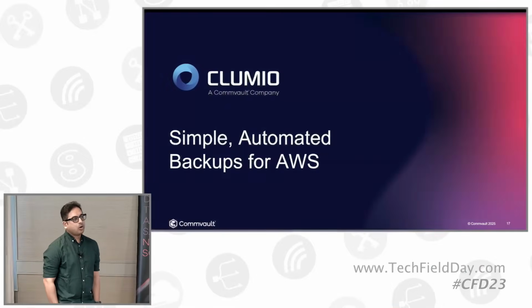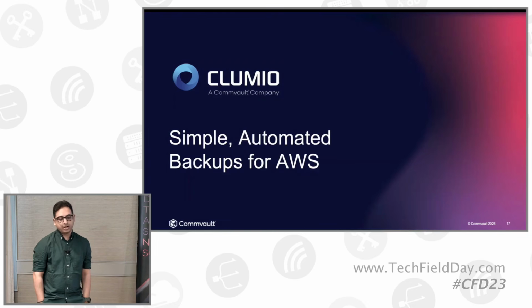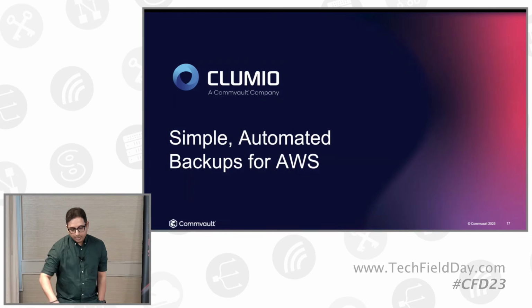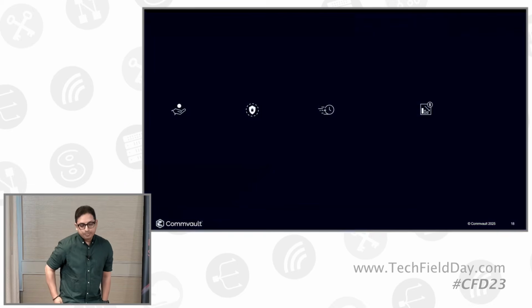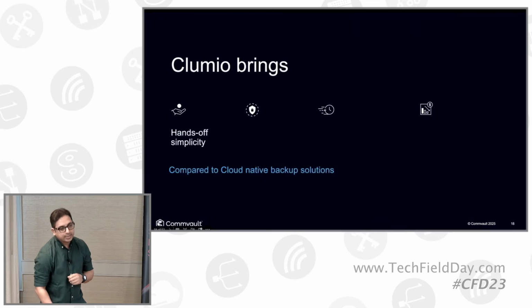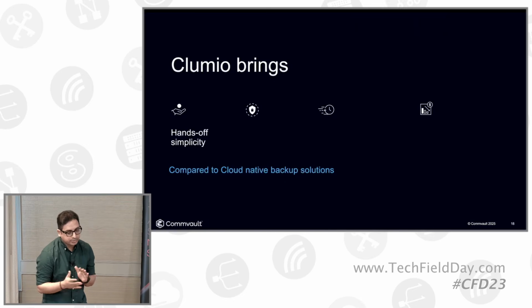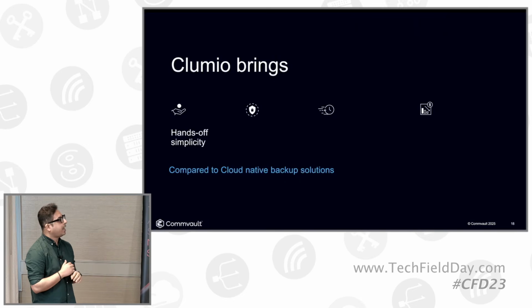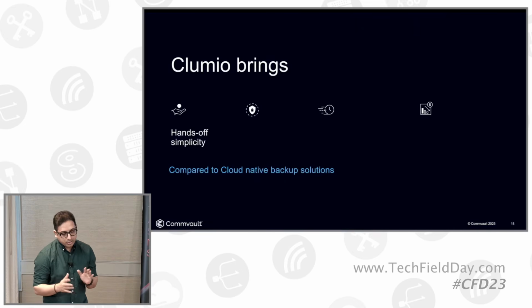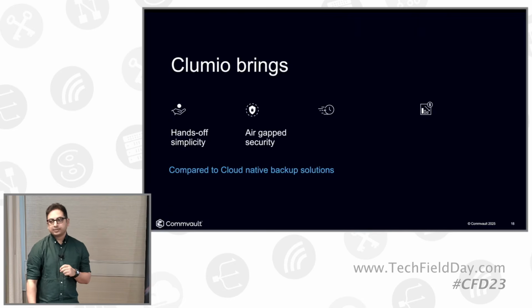All right, so what is Clumio? We are now part of the Commvault Cloud portfolio, and we provide simple automated backups for AWS data services. But with a twist. It's a fully managed backup as a service offering that's built in AWS for AWS services. You don't need to manage servers, infrastructure, agents, none of that in your account. It brings hands-off simplicity.